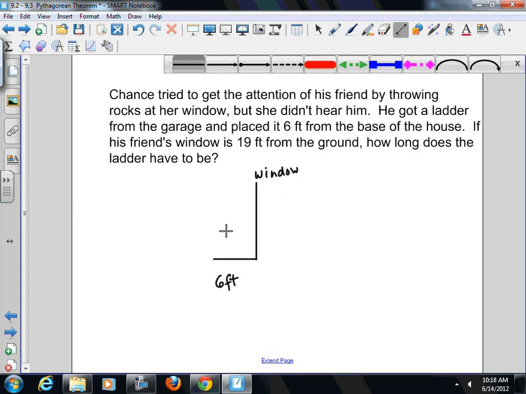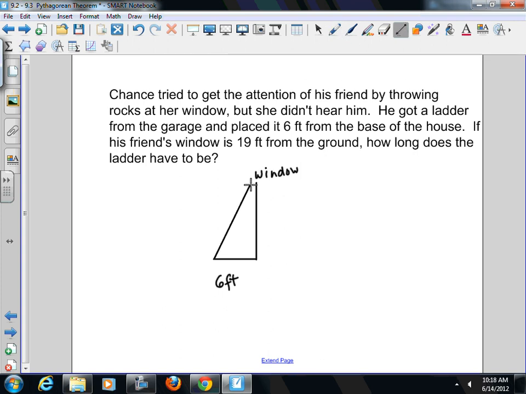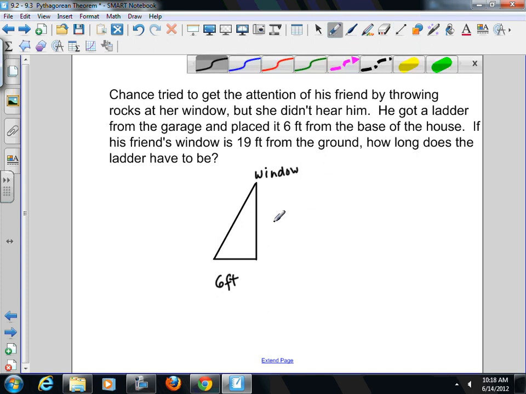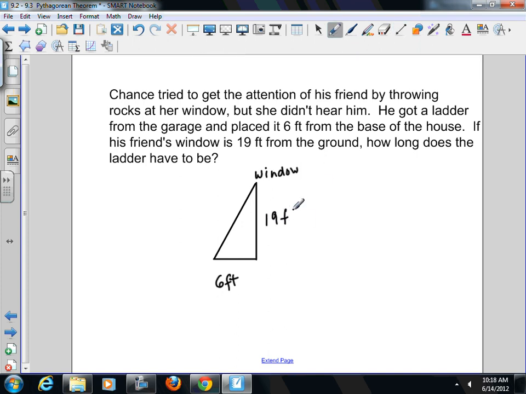And what we would like to know is how long does this ladder have to be? Now, we do know that the window is 19 feet from the ground, and here is your ladder. So this is what we're trying to find. This is our x. So let's use our Pythagorean theorem.